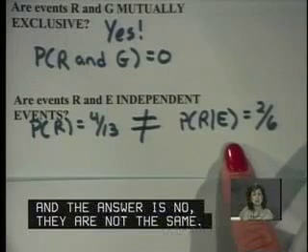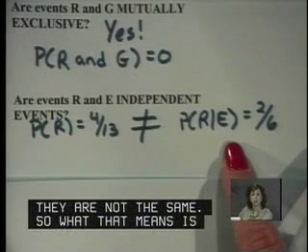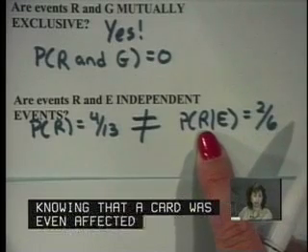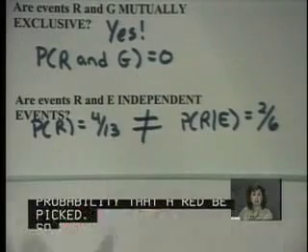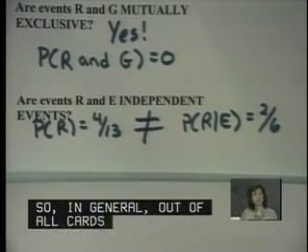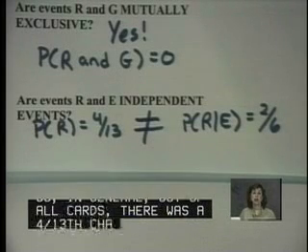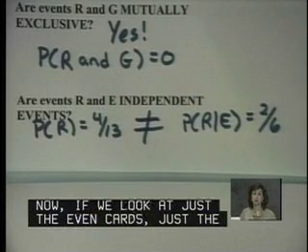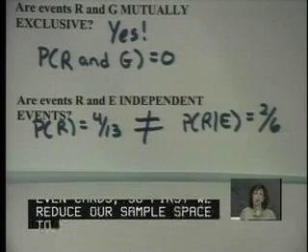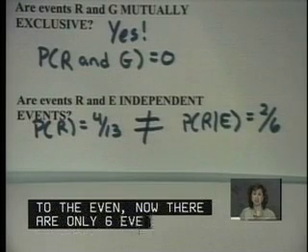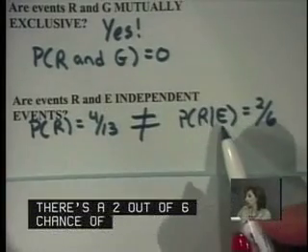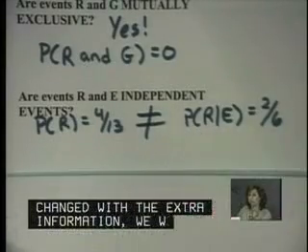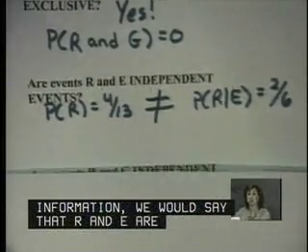So what that means is this extra information of knowing that a card was even affected the probability that a red be picked. So in general, out of all cards, there was a 4/13 chance of picking a red. Now, if we look at just the even cards, so first we reduce our sample space to the even. Now there are only 6 even cards, and there's a 2 out of 6 chance of getting red. Because this probability changed with the extra information, we would say that R and E are not independent events.